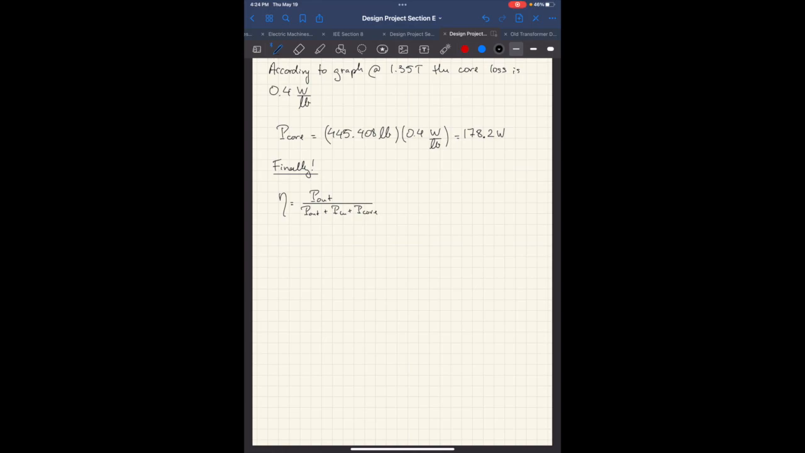Now, because we need to find P out, we need to assume power factor. And we're going to assume power factor equal to 1. Okay, unity power factor. So P out is going to be the S that we decided on times the power factor, which in our case should end up being 100,000 watts, because our S was 100,000 volt ampere times 1.